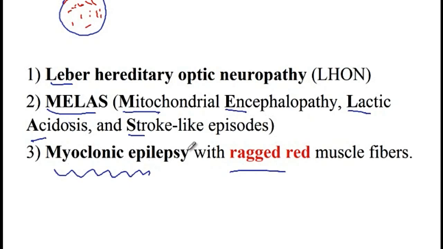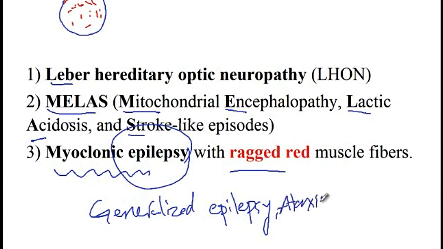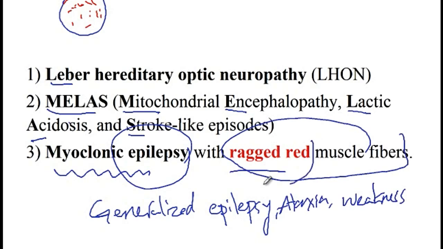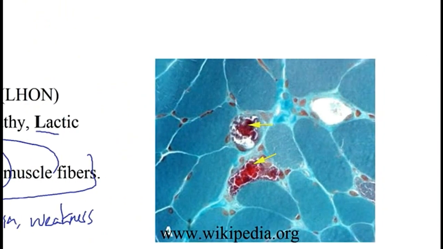And as the name implies, these patients present with generalized epilepsy, ataxia, and weakness. One important feature of these patients is that once you obtain a muscle biopsy, you will see ragged red muscle fibers. And here is an example of ragged red muscle fibers that are shown here. And that concludes our discussion.